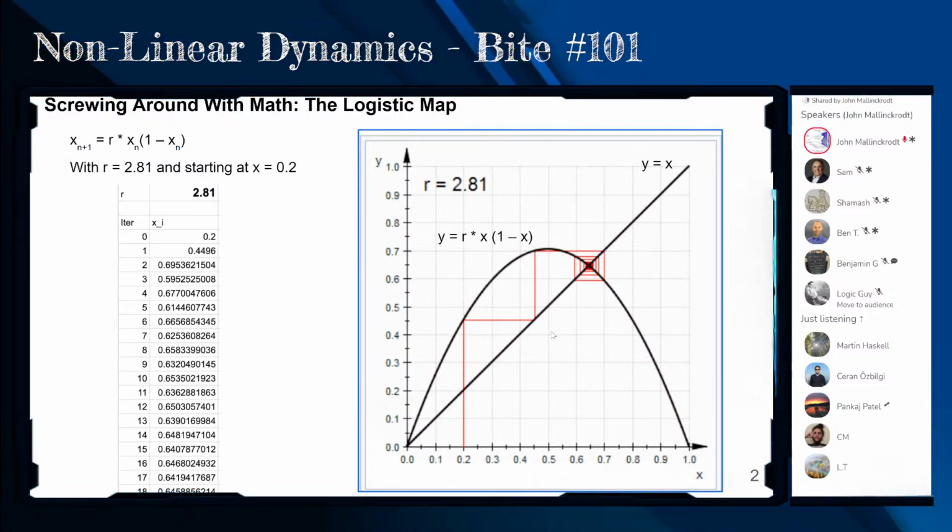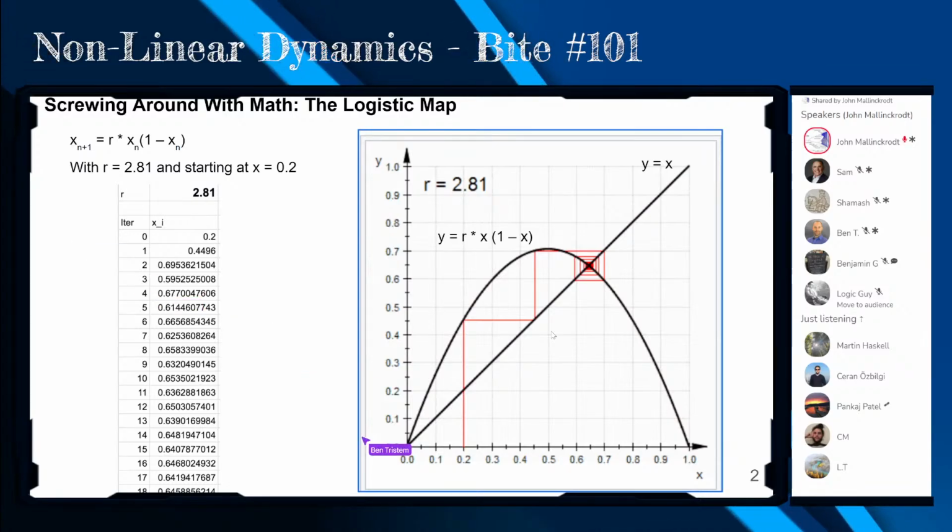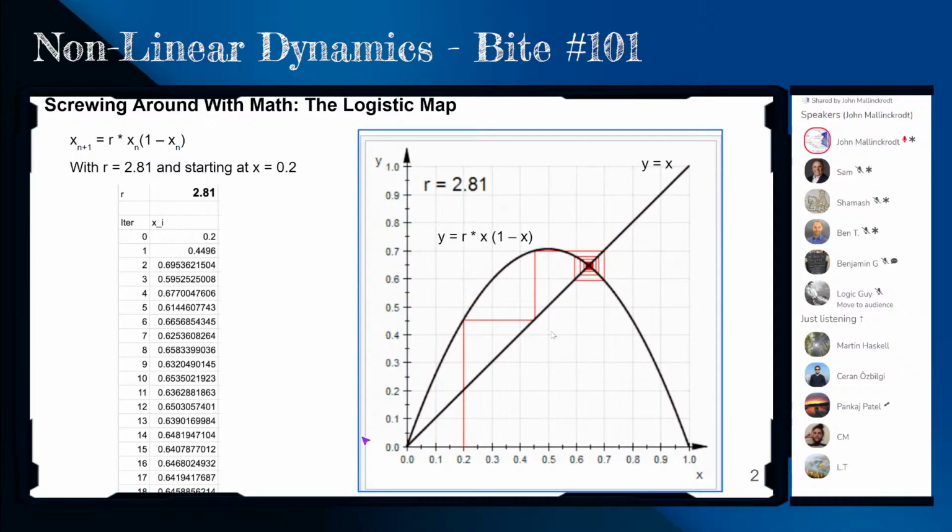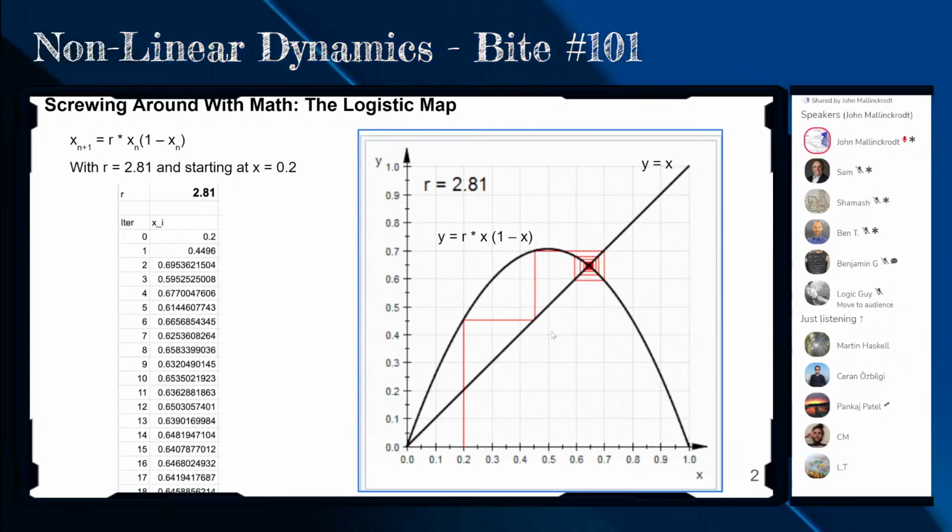If it starts at 0 and ends at 0, and it's positive everywhere in between, which you can quickly convince yourself it is, then there must be a maximum somewhere. And of course, that's the nature of an inverted parabola, to have that maximum. So I'm just showing you what this looks like at this arbitrary value of r equal 2.81.